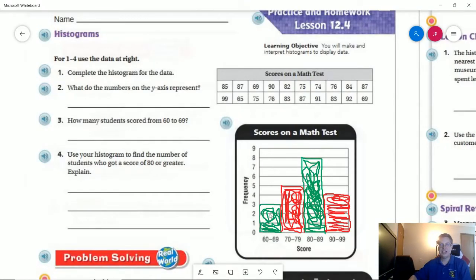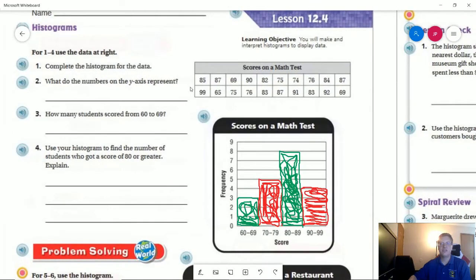So I went ahead and drew in, as best I can, our histogram using the data that was provided in this table. That actually is number 1, but I asked you to do that anyway, if you need it to help you figure out the answers for number 2 and number 4. So number 2, what do the numbers on the y-axis represent? I'm not going to write this down, but you could say either the frequency or the number of people that scored in this particular range.